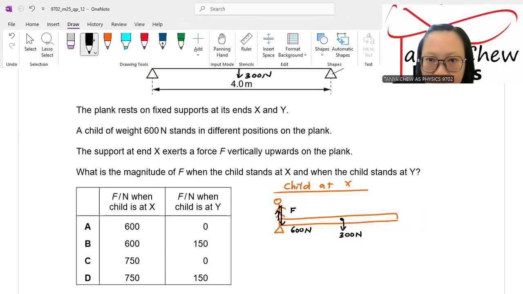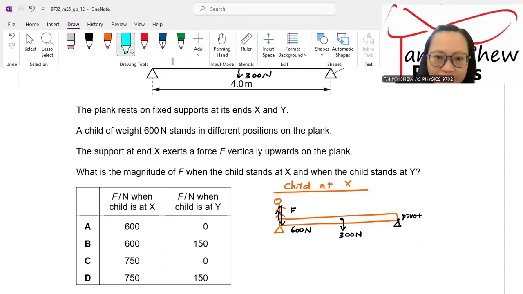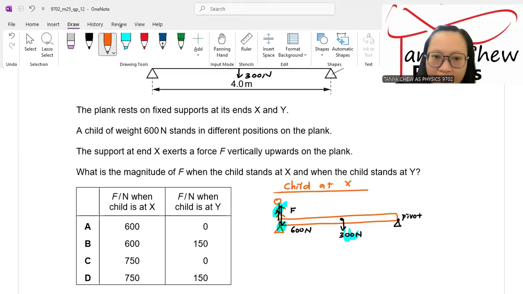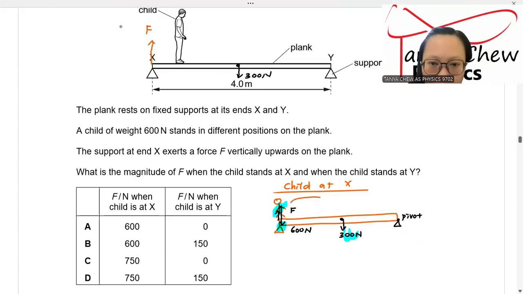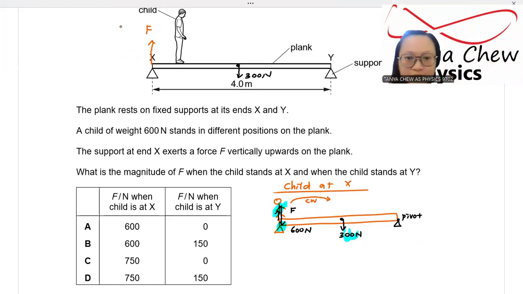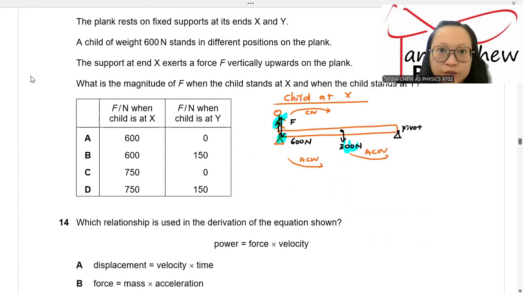So I would say that the pivot is at point Y. This is my pivot. So identify all the forces first: F, 600 Newton, 300 Newton. F is acting outwards and the pivot is on its right hand side, so this is a clockwise moment. The 600 Newton, the weight of the child, acting downwards towards the pivot, is an anti-clockwise moment. And 300 Newton is also an anti-clockwise moment. Use moments, that will be the easiest way to do it.